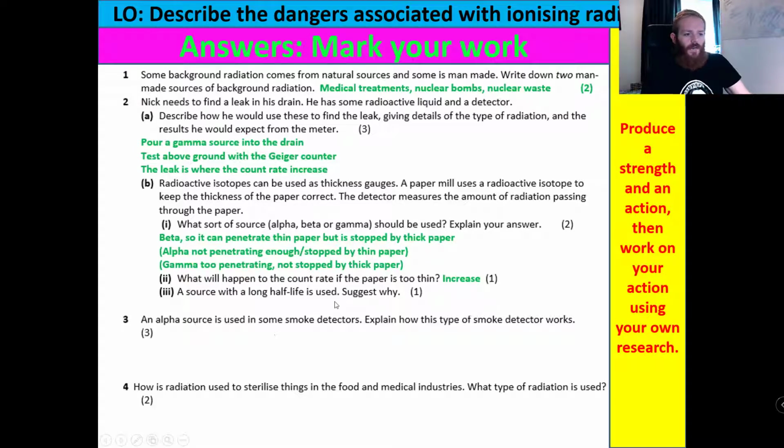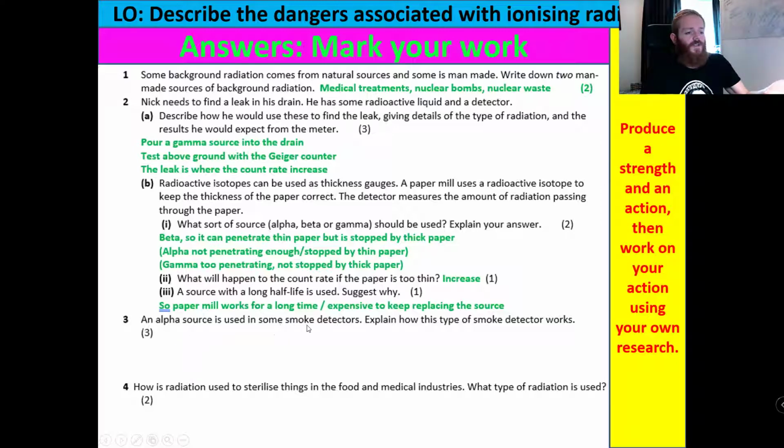A source with a long half-life is used. Suggest why. Well, you don't want to keep having to pay to get more radioactive source for your paper mill, so it works for a long time and it's expensive to keep replacing the source. It's the same for smoke alarms. So alpha radiation is used in smoke alarms, and they use something with a long half-life because you don't want to replace your smoke alarm because the radioactive source has decayed to the point where it's stable and it's no longer radioactive. I've just given you the answer to the next question.